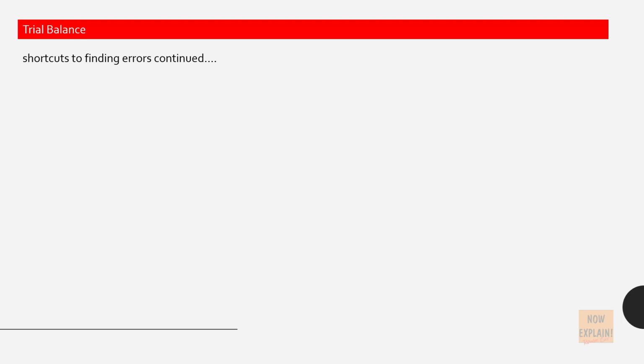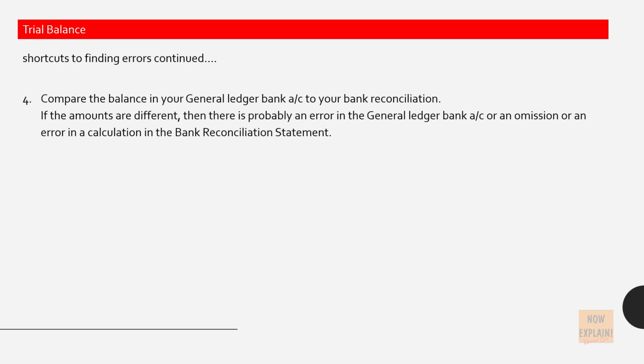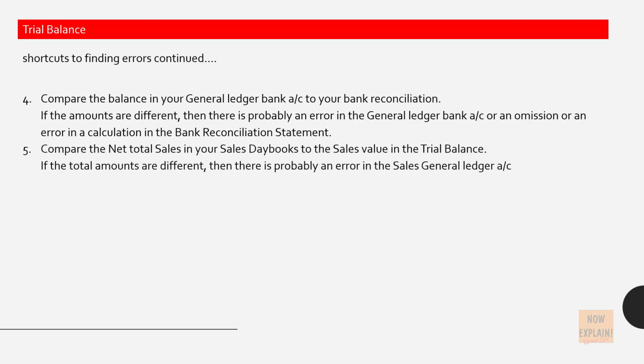And some more shortcuts, continued. Number 4. Compare the balance in your general ledger bank account to your bank reconciliation. If the amounts are different, then there is probably an error in the general ledger bank account, or an omission or an error in a calculation in the bank reconciliation statement. 5. Compare the net total sales in your sales daybooks to the sales value in the trial balance. If the total amounts are different, then there is probably an error in the sales general ledger account.